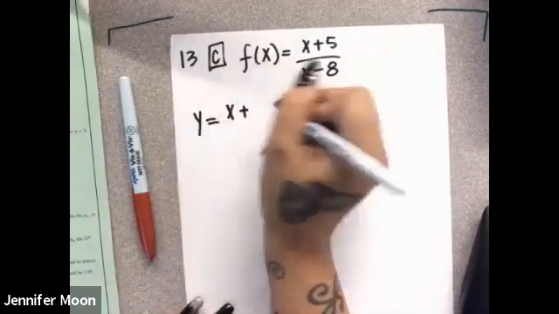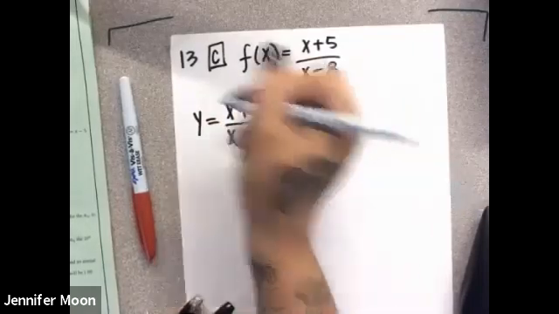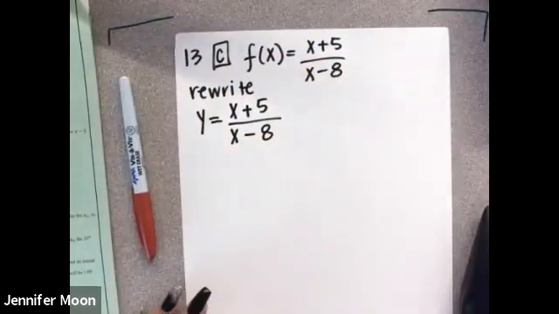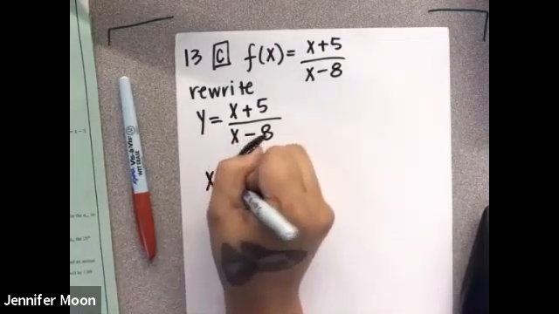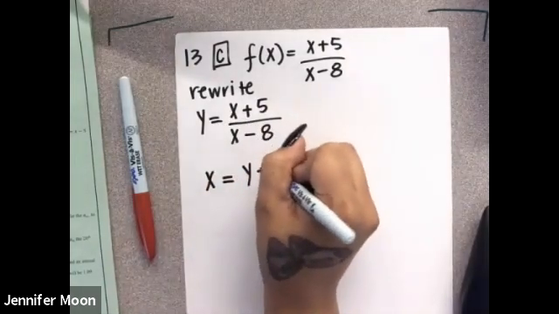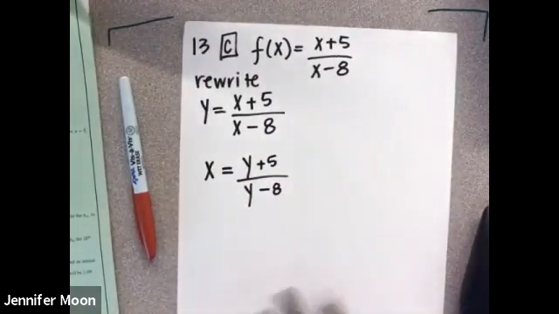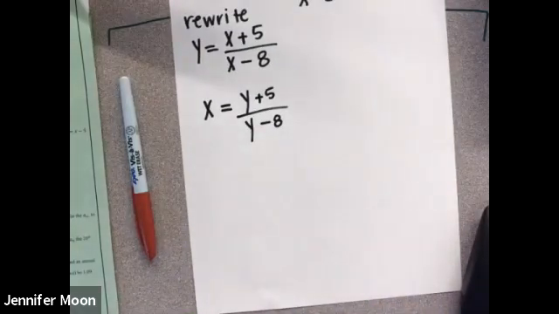I'm literally just rewriting the exact same thing. The only thing I did was I changed the f of x to y. So I just rewrote it. Now I actually follow the two steps, which is switch and solve. So switching gives me x equals y plus 5 over y minus 8. Okay, so now I'm solving for y.